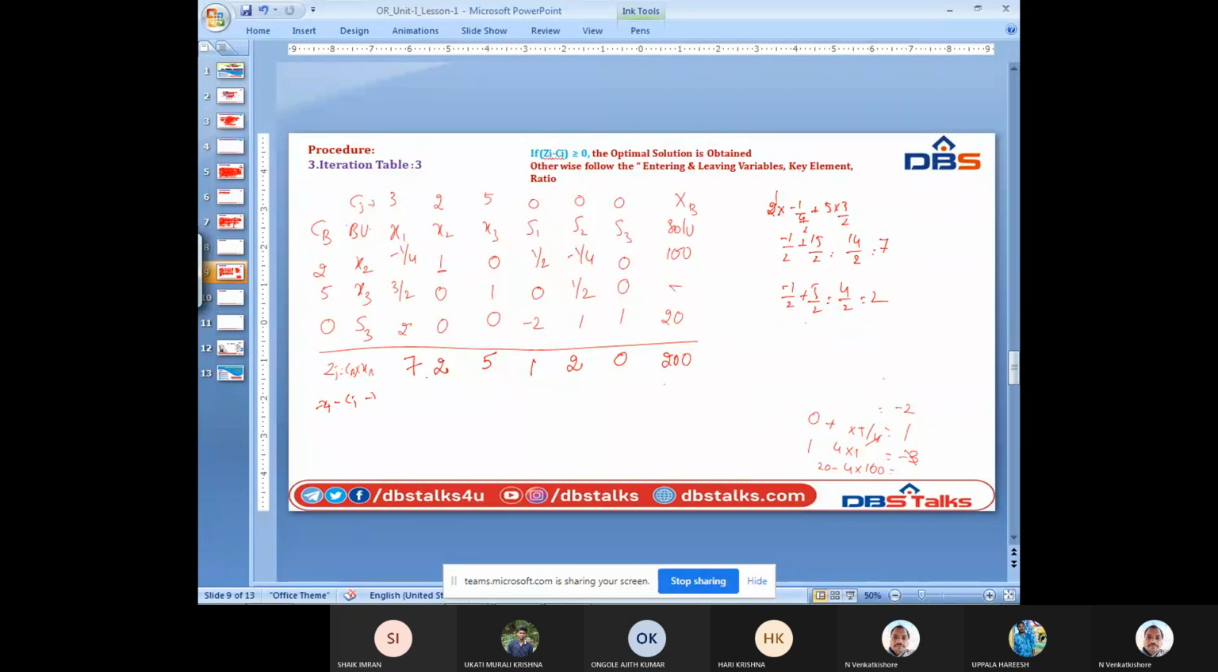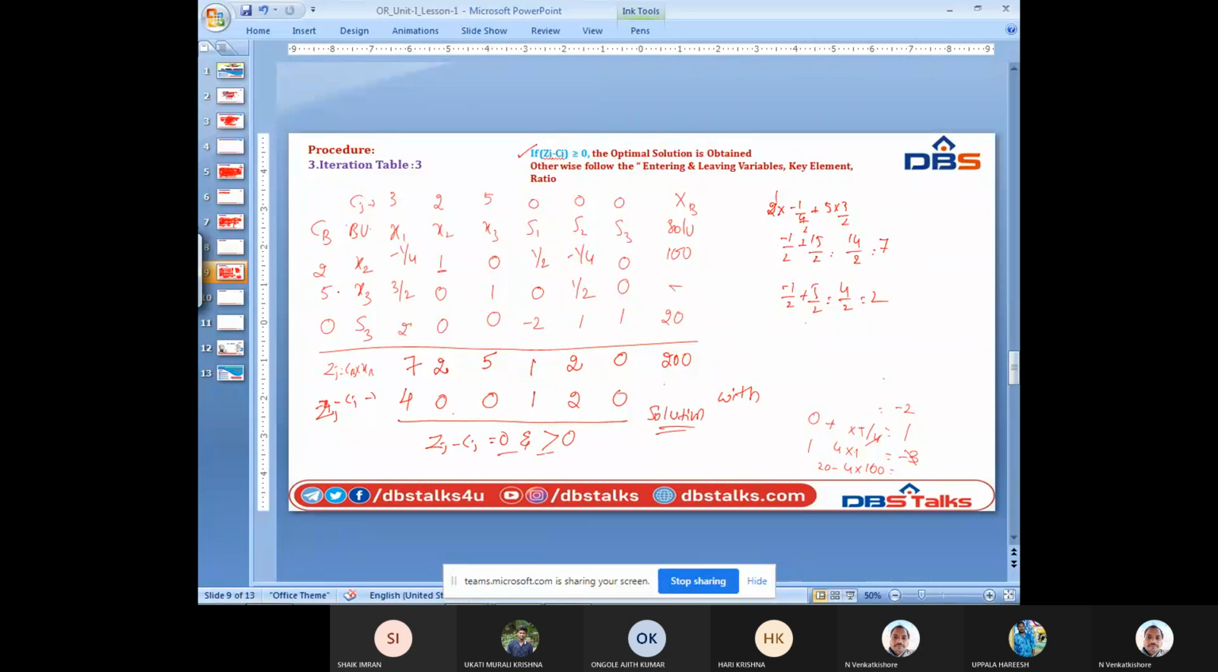Zj minus Cj. Zj minus Cj, 7 minus 3, that is 4. 2 minus 2, 0. 5 minus 1, 0. Zj, 1 minus 0, 1. 2. So after this, what are the values we are getting? 4 0 0 1 2 0. So Zj minus Cj, all values are greater than or equal to 0. So with this condition the solution is, see here, with coefficients x2 is 2, x3 is 5.